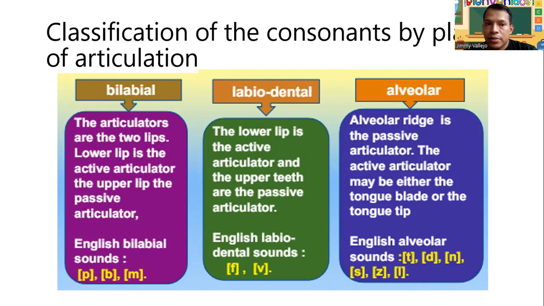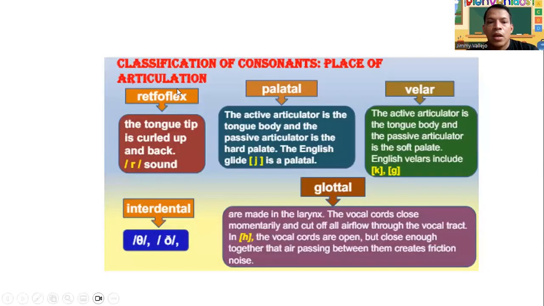Alveolar: the alveolar ridge is the passive articulator. The active articulator might be either the tongue blade or the tongue tip. The English alveolar sounds are T, D, N, S, Z, L. We also have retroflex. The tongue tip is curled up and back. It has just one letter, the letter R.